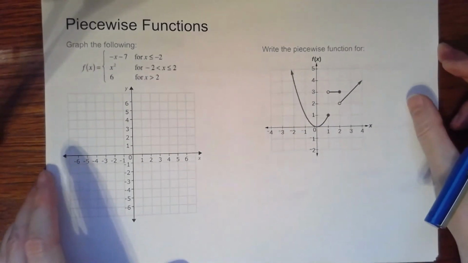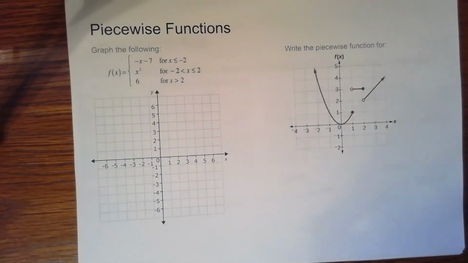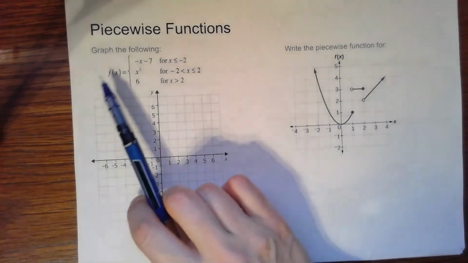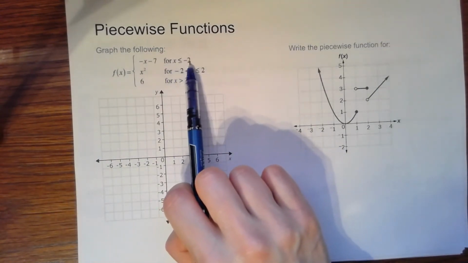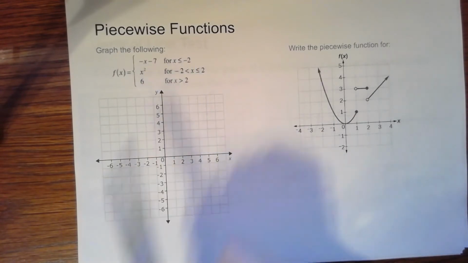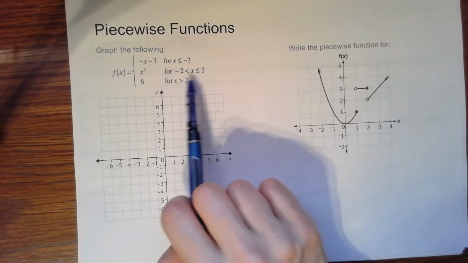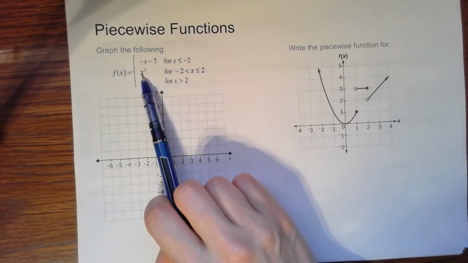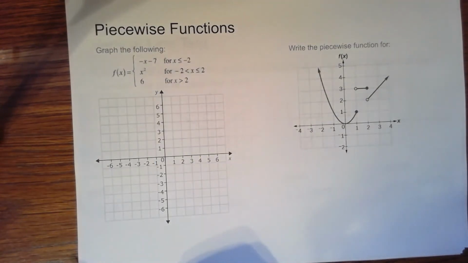The next thing we want to look at is what piecewise functions are. So piecewise functions are functions where the rule changes for different intervals. So for instance here, the piecewise function is written out. For all x values less than or equal to -2, the way we define the function is the rule negative x minus 7. But between -2 and positive 2, it looks like x squared, and then after 2, the value is always 6.